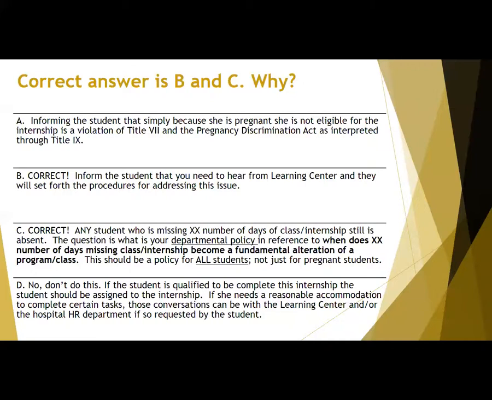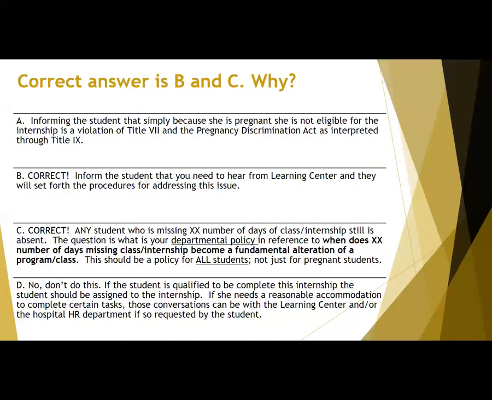Also, D is not a good option because if the student is qualified to be in this internship and to complete it, then she does not need someone calling the hospital, and she simply needs a reasonable accommodation. Those conversations should take place with the Learning Center and the hospital Human Resources Department if requested by the student. And so let's not do D. So the correct answers would be B and C. B is correct because informing the student that you need to hear from the Learning Center and they will set forth the procedures for addressing this issue then protects you. You have guidance and a clear path forward. C is also correct in that any student who's missing a certain number of days of a class or internship still is absent.